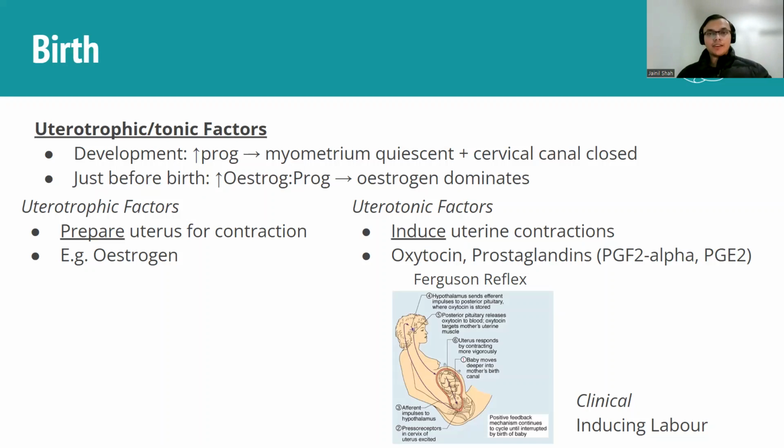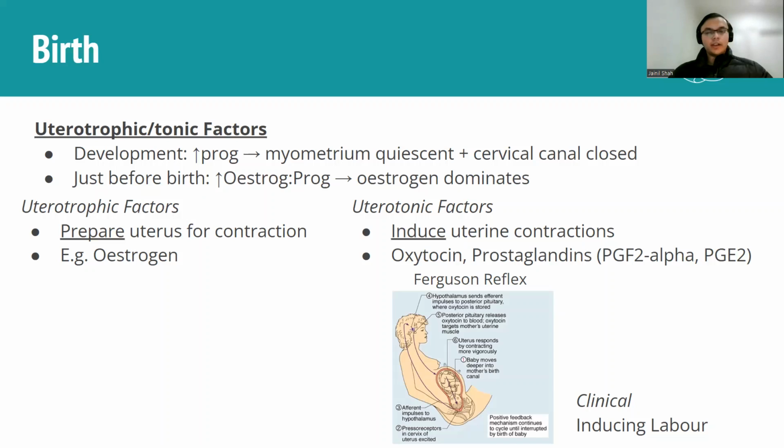And the uterotonic factors are, again, uterotonic. So uterus, tonic is actually the muscle itself and the contractions of the muscle. So it's going to induce uterine contractions in this case. So oxytocin and prostaglandins like PGF2 alpha and PGE2 are examples of hormones that do in fact induce uterine contractions. And clinically it's important because let's say someone's not going through labor and you want to induce labor, you can actually inject these chemicals to induce uterine contractions.